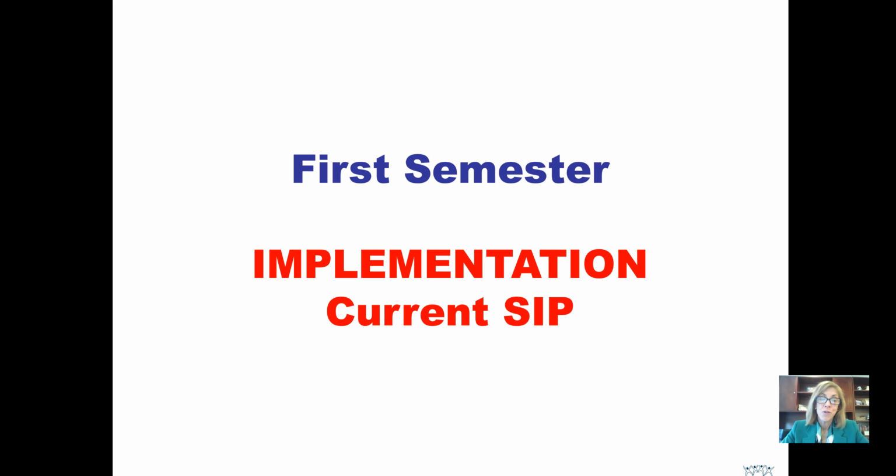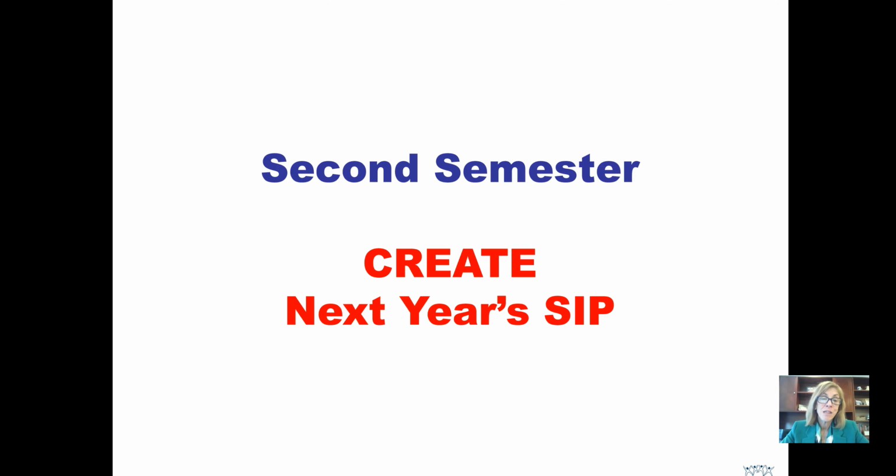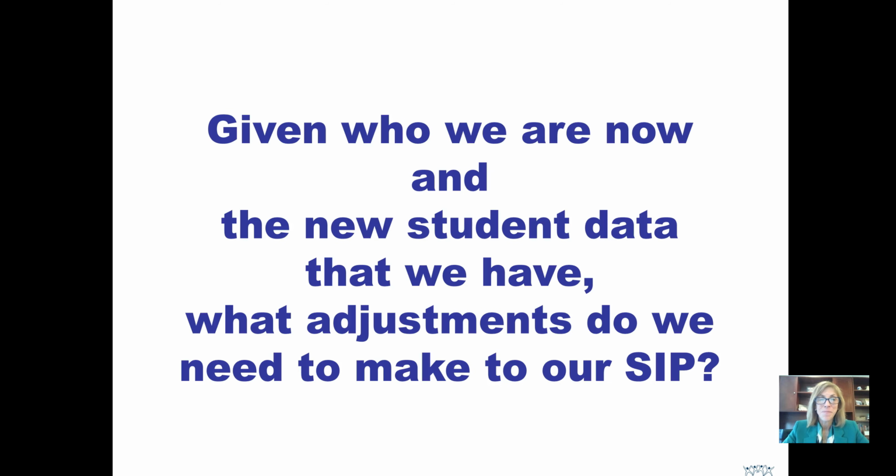Okay, so let's begin with that quick review. First semester, your school and your community spent time implementing your current year's school improvement plan. So first semester was all about implementing. In the second semester, you began creating next year's school improvement plan, while at the same time you were implementing this year's plan. The question is, given who we are now and the new student data that we have, what adjustments do we need to make in our old school improvement plan, the one we're currently implementing, so that it becomes the appropriate school improvement plan for next year?